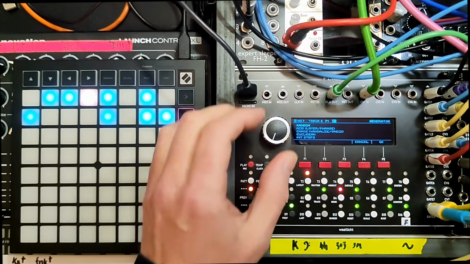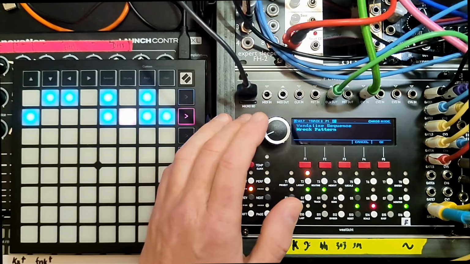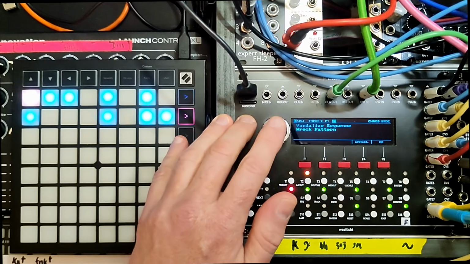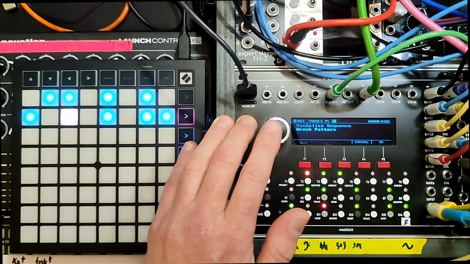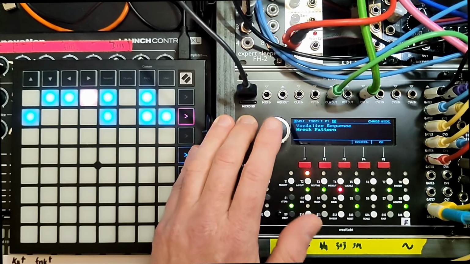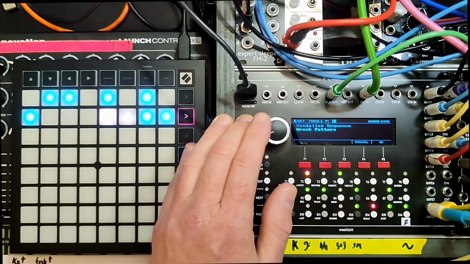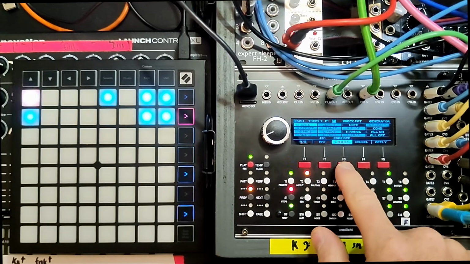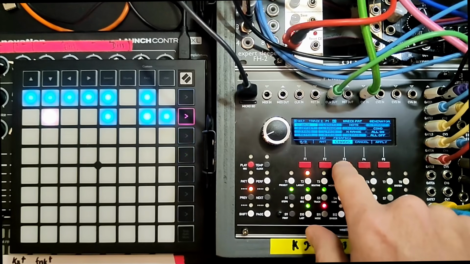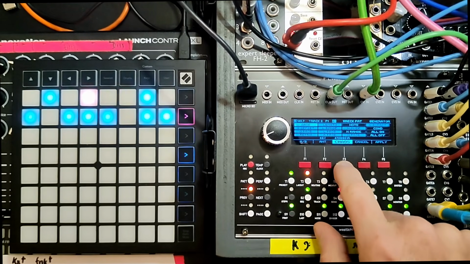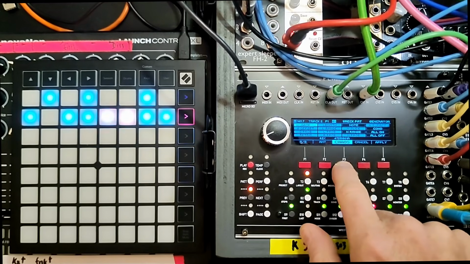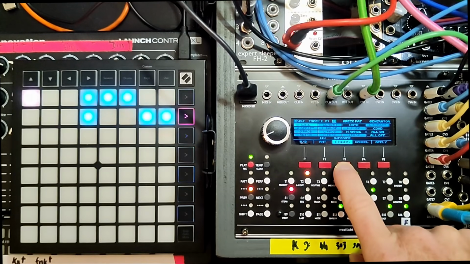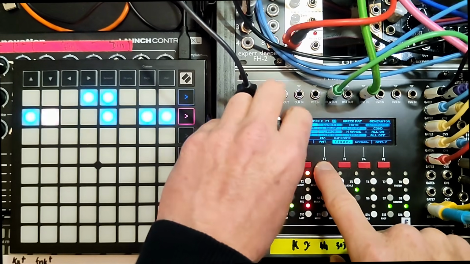Then we have Wreck, that works across the whole pattern, so it doesn't matter where you are on the sequencer. It will wreck your whole current pattern anyway. Of course, you have also amount.